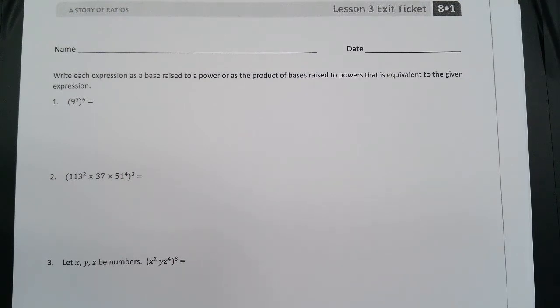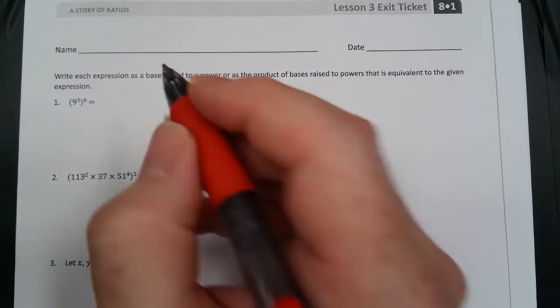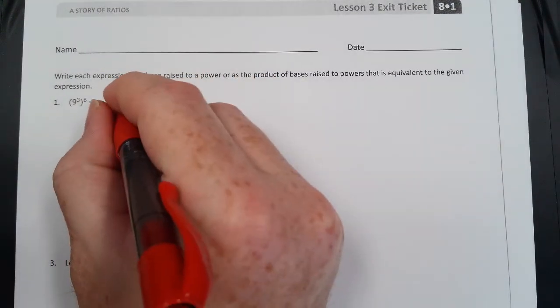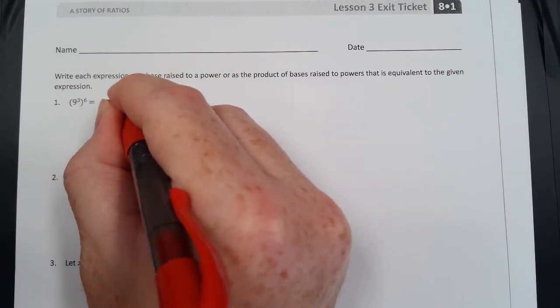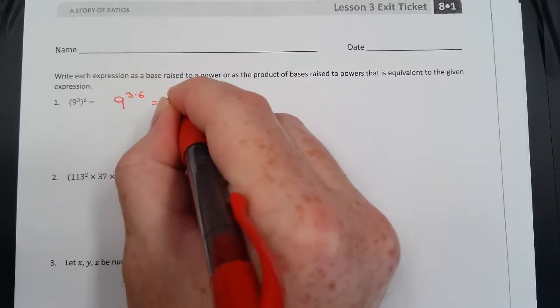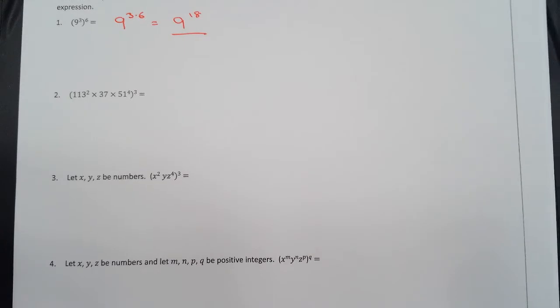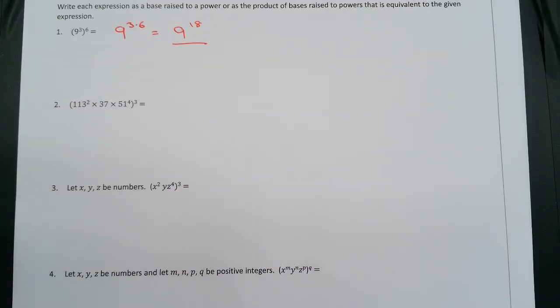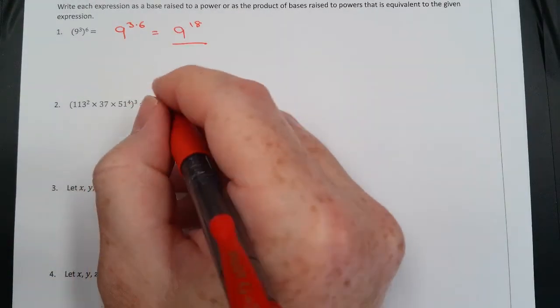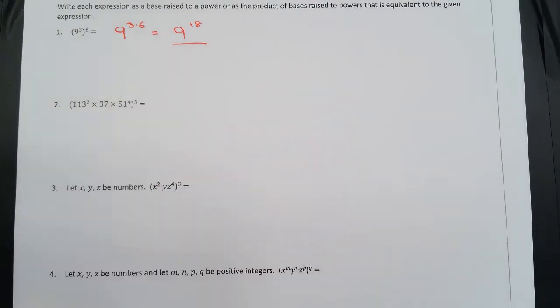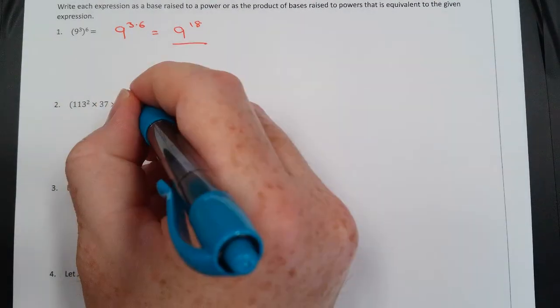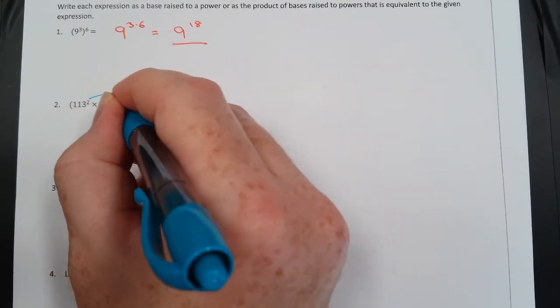Okay, so you should have finished your exit ticket, and you're ready to check your answers with my work. For number 1, I'm going to use the rule we learned today and just multiply the exponents by each other to get 9 to the 18th. For number 2, it's the same rule we learned today, except that this time the 3 has to be passed to everything.